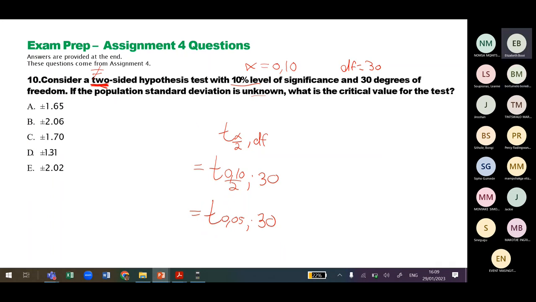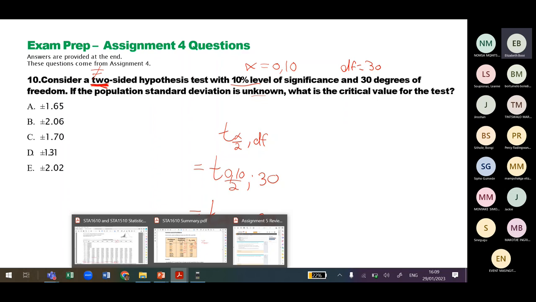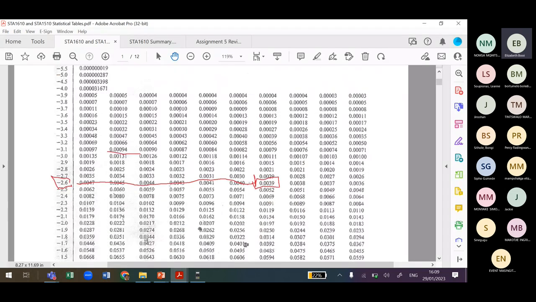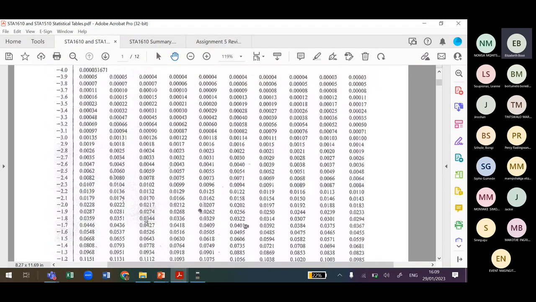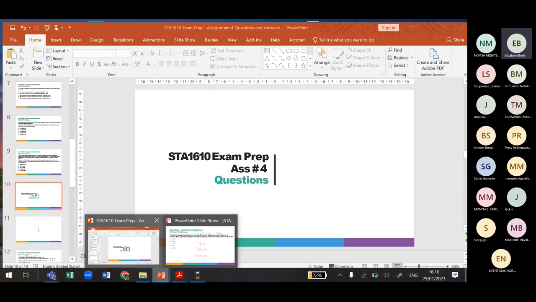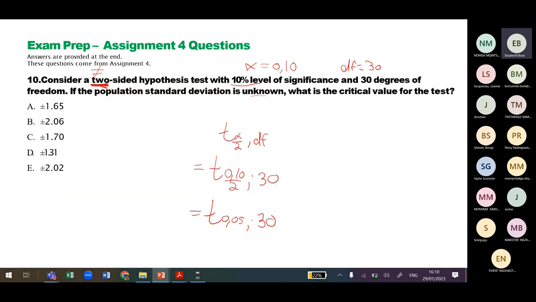Which table are we using? If I'm going to the t table, right? We're going to the t table. The minute I put t there, it means it needs to also indicate which table I'm using. Remember, before we go to the t table, let's go back there.